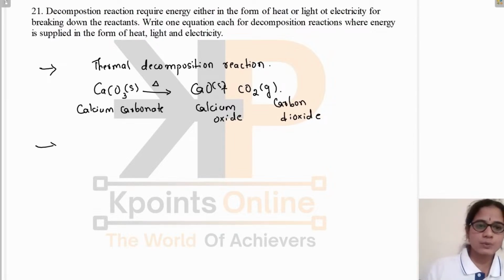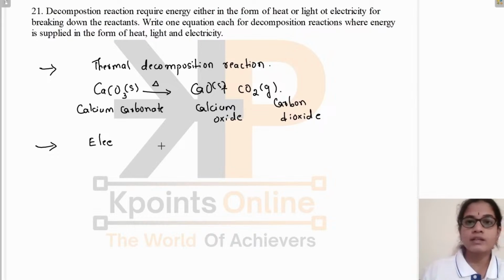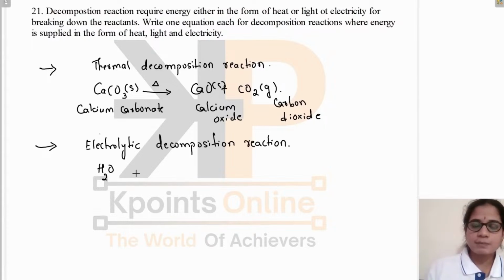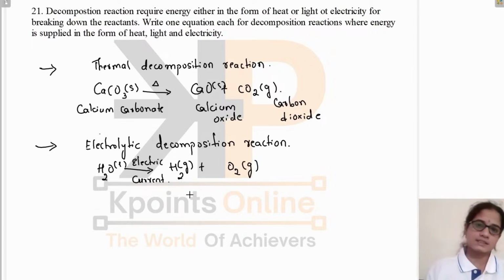Okay, then let us give an example for electrolytic decomposition reaction, where electricity is absorbed for the breaking down of the compound. When electric current is passed through water, what happens? Hydrogen and oxygen are liberated. Okay. This is an electrolytic decomposition reaction. Electric current. Yes.